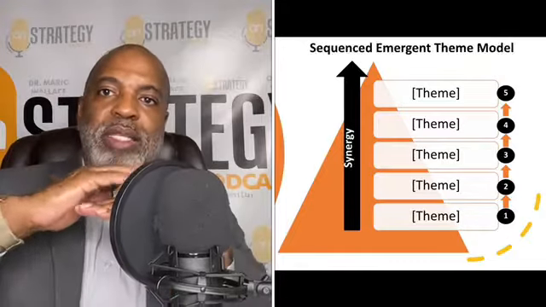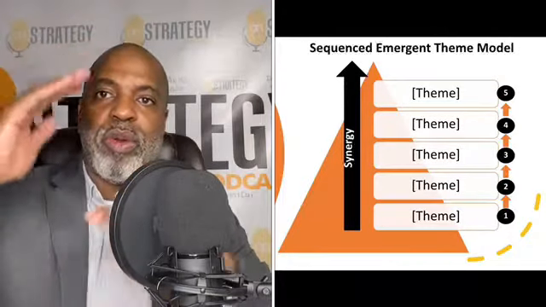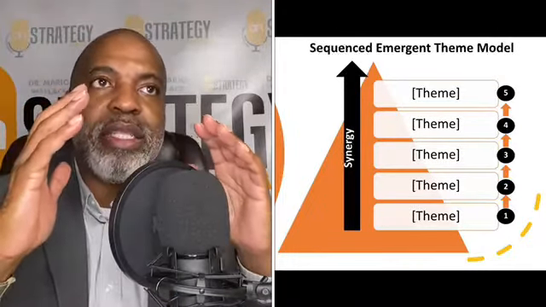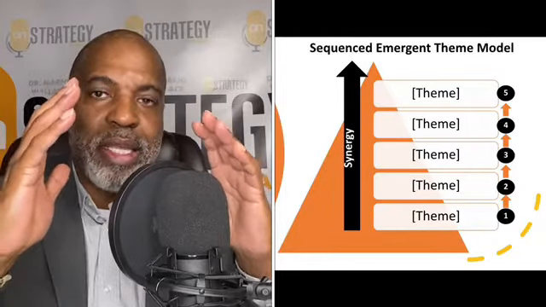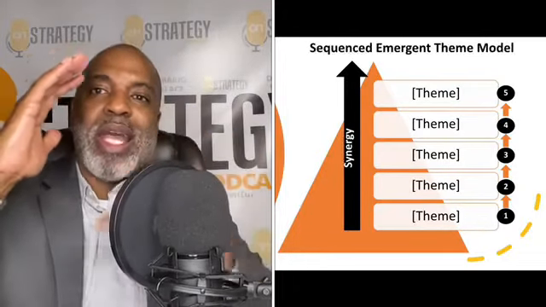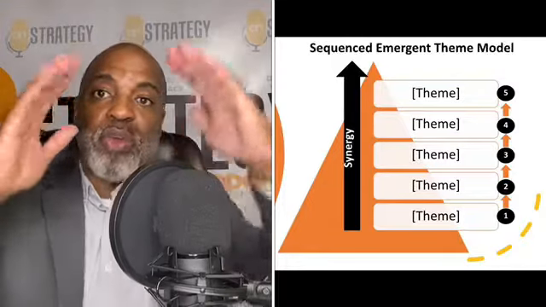However, we need some type of order or sequential order. And I think an easy approach is for us to just look at the emergent themes and begin to organize them sequentially using this model.